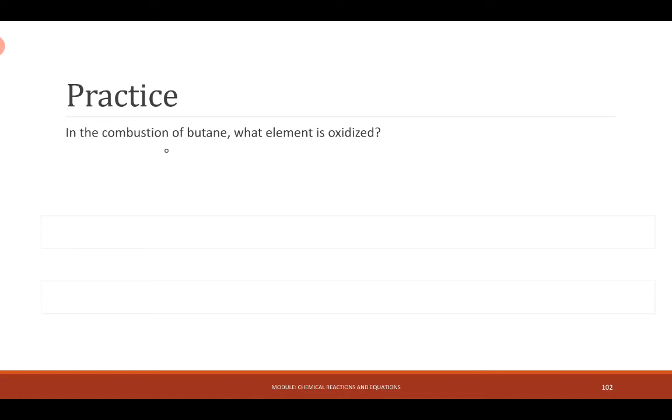Okay, so let's go ahead and write out an equation for the combustion of butane so that we can check out our oxidation states. Butane has 4 carbons because it goes meth, eth, prop, but. And then hydrogen, I would have 2n plus 2, so that's 8 plus 2 is 10 hydrogens. So that's C4H10 reacting with O2 to form CO2 and H2O.